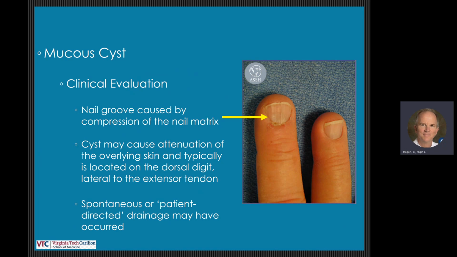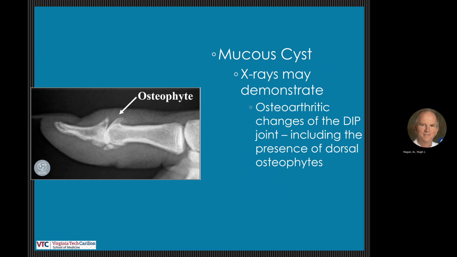Spontaneous or patient-directed drainage may have occurred, as in, "I used a needle that I sterilized with a match." Sometimes these patients will present with an infection. When you get an x-ray of a patient with a mucous cyst, more often than not, there'll be some degree of osteoarthritic change in the DIP joint. Usually there'll be some osteophytes present.